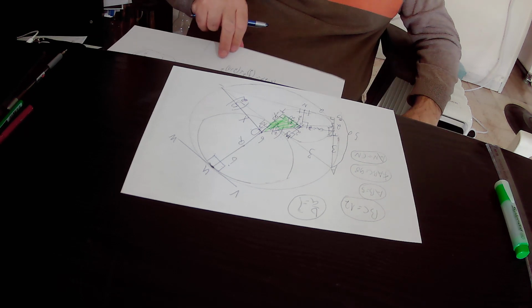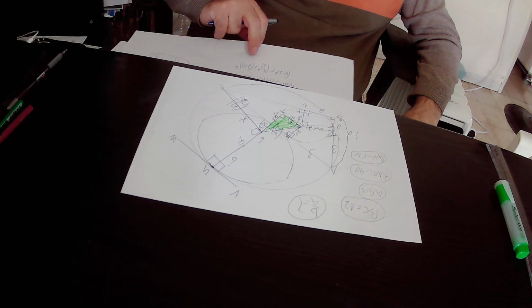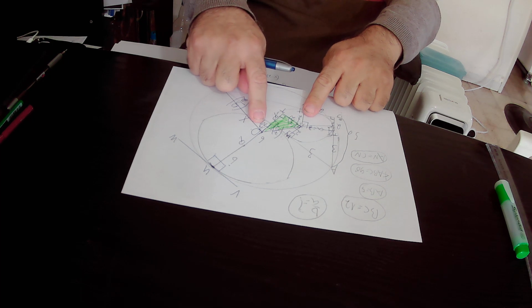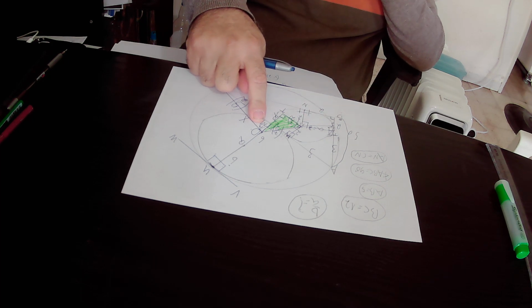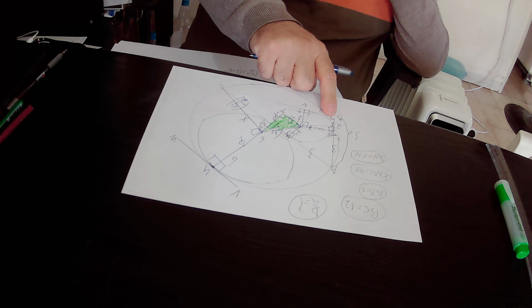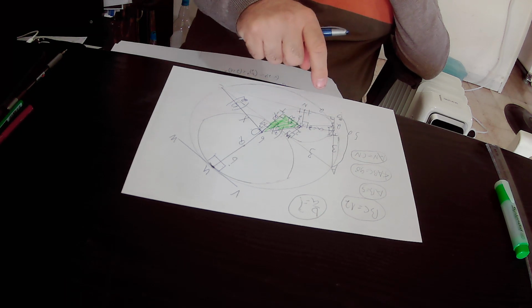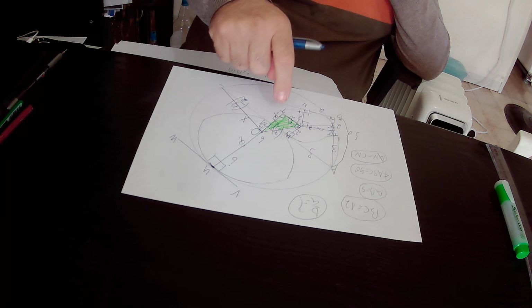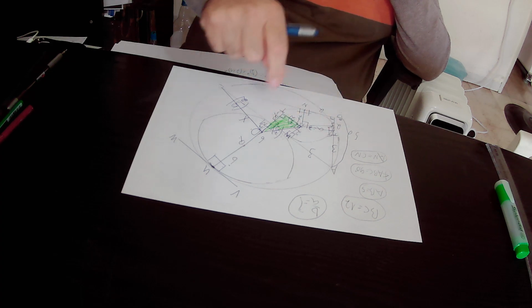So here we joined points O and P together by a straight line. Point O is the center of the bigger circle, point P is the center of the smaller circle. At point S, the smallest circle touches the biggest circle.